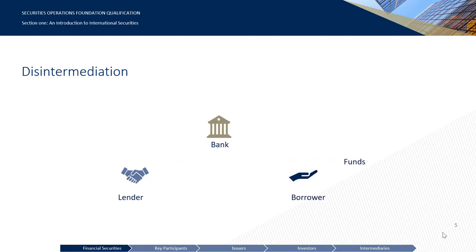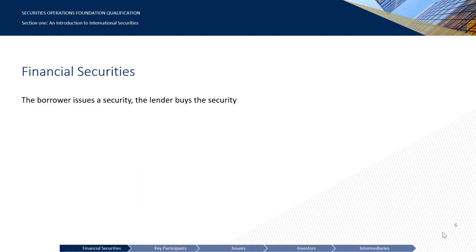The funds will then flow directly from lender to borrower, all facilitated by the bank, who has expertise in how best to achieve this, which will be ideally through creating financial securities. So in this example, the borrower issues a security that is then bought by the lender. These securities will have a couple of key features.